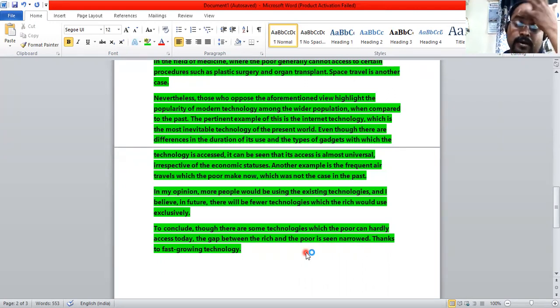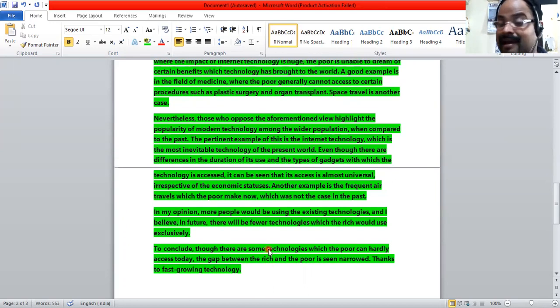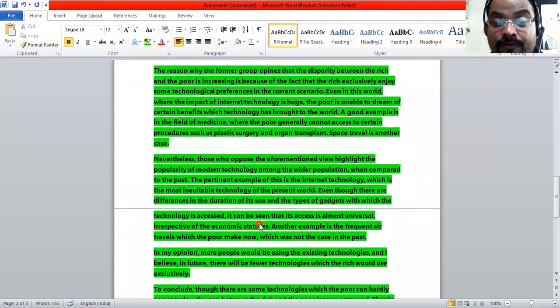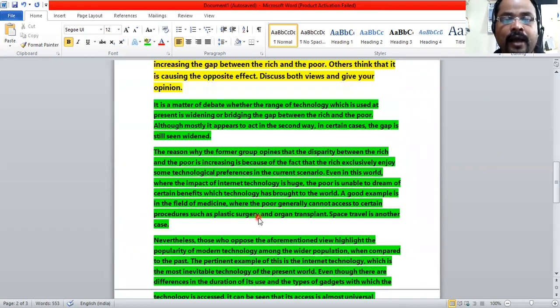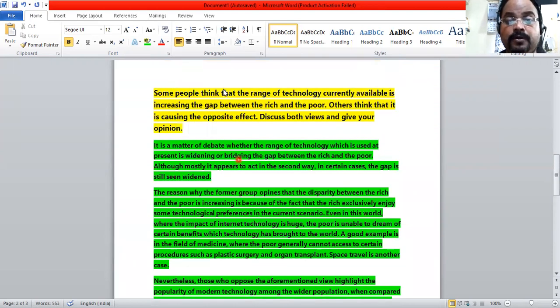What is seen narrowed? The gap between the rich and the poor is seen narrowed right now. And we have the reason here: the fast growing technology. So technology is the reason it has bridged the gap between the rich and the poor. And this is what we have said in the conclusion. Even though there are some technologies which the poor can hardly access today. So we have examples discussed in the previous paragraphs there. So it is the summary of the body paragraphs, and that is the end of the explanation of this particular question.